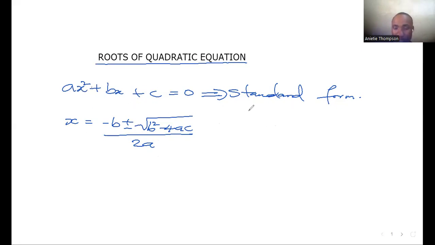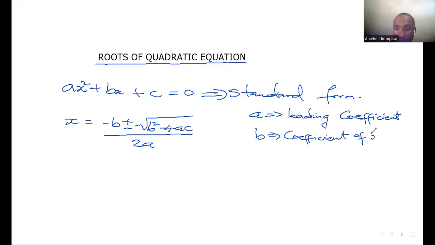Don't forget that a is the leading coefficient, or you can just call it the coefficient of x squared, but I love to use the term leading coefficient. b is the coefficient of x, and c is a constant, or most times called the y-intercept. For now, let's just call it the equation constant.